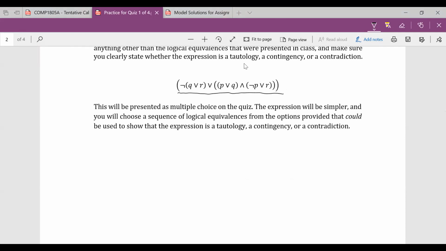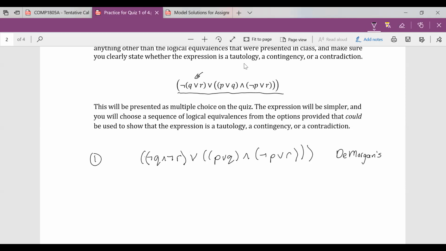Like I said, I haven't done this previously, but the first thing I would do is apply De Morgan's here. So I would start with not Q or not R, and then that's and, not R. P or Q, and not P or R. That is De Morgan's law. And we should, of course, be numbering these lines as well.